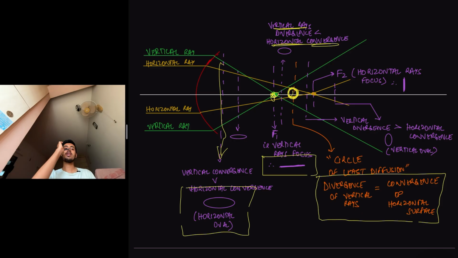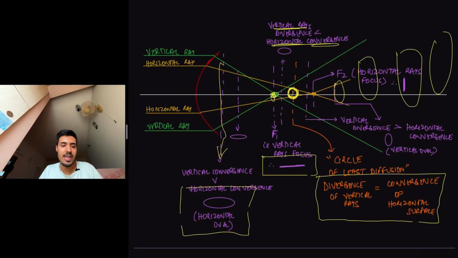Vertical rays are still diverging. So there you will have a simple vertical line. And then horizontal rays also diverging, vertical rays also diverging. So from then on, you'll always have a vertical oval that is increasing more and more in size. Understood? So this is about Sturm's conoid.